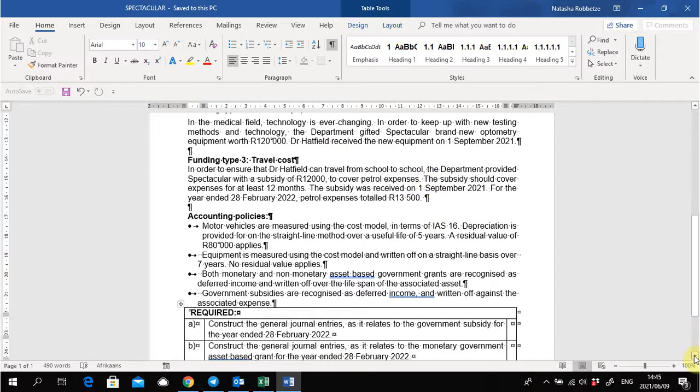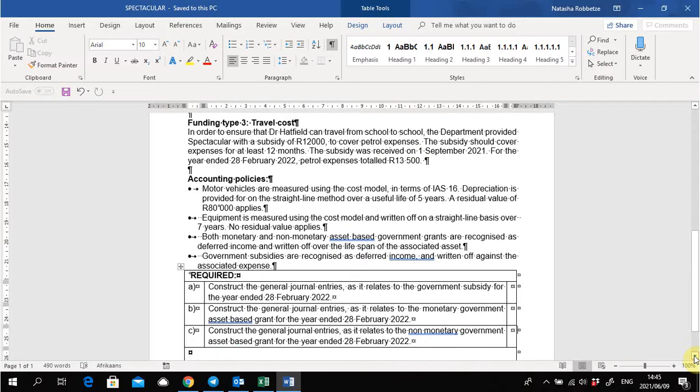Then they provide you with the accounting policies. Motor vehicles are measured using the cost model in terms of IAS 16. Depreciation is provided on a straight line method over 5 years and a residual value of 80,000 Rand applies. Equipment is measured using the cost model and written off on a straight line basis over 7 years. No residual value applies. Both monetary and non-monetary asset-based government grants are recognized as deferred income and written off over the lifespan of the associated asset. Government subsidies are recognized as deferred income and written off against the associated expense.